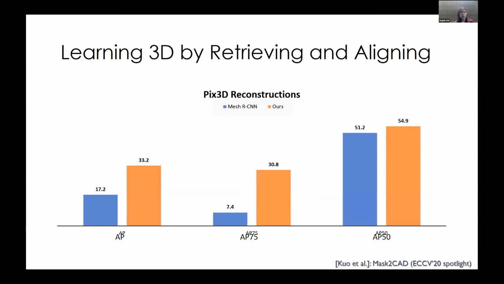With just this kind of retrieval approach, we can actually get fairly reliable reconstructions on the Pix3D dataset. Here, this is measuring mesh AP in terms of the reconstruction quality at thresholds of 50, 75, and then in the range of 50 plus. In comparison to Mesh R-CNN, which was quite popular in establishing this particular task of understanding object geometry from images, our just retrieval-based approach can actually perform a better reconstruction.